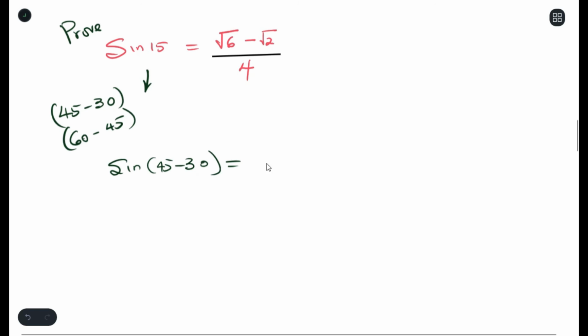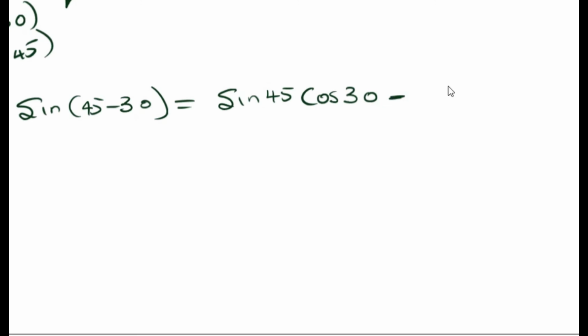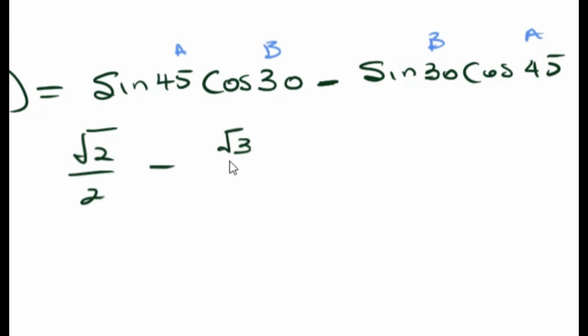From compound identities, we understand that this here would be sine A cos B minus sine B cos A. That's A, that's B, and that's B, and that's A. So the line you see over here is just me using special angles for 45 and for 30, breaking them down into this.